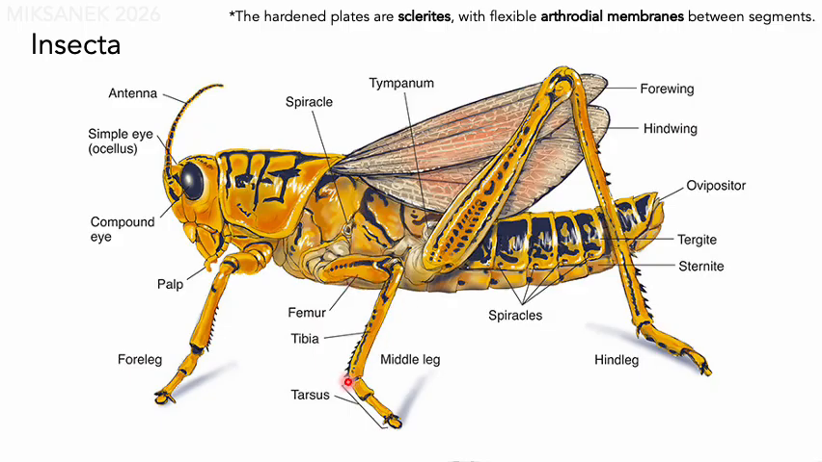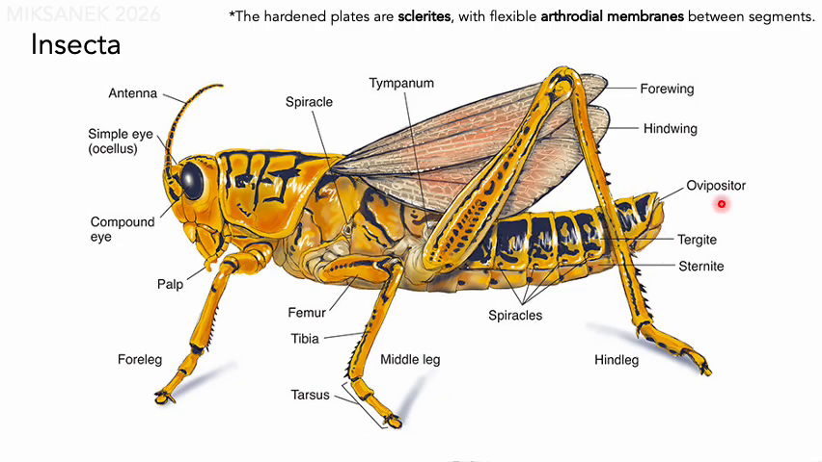Femur, tibia, and then there'll be a multi-segmented tarsus, and depending on the group of insects we're looking at, there could be 3, 5, 6, a number of different segments to that tarsus, and then the very last articulated component we call the pretarsus, which is going to be equipped with a little foot pad, typically, and claw.